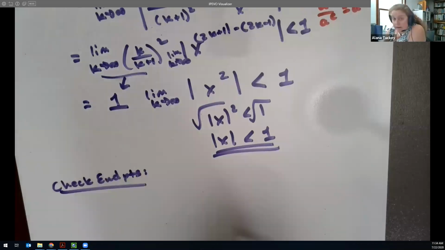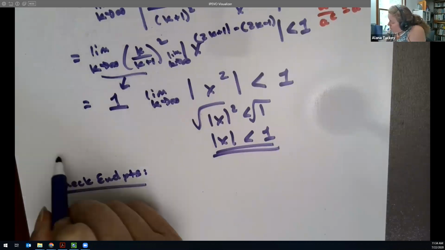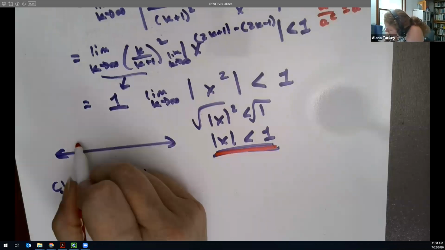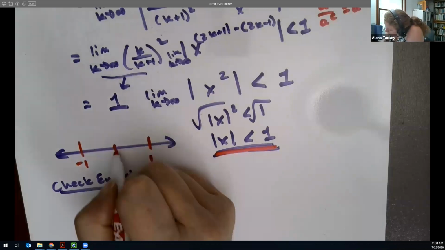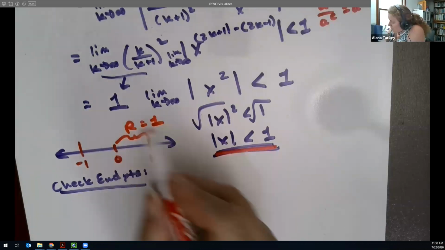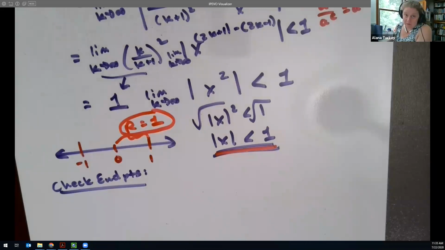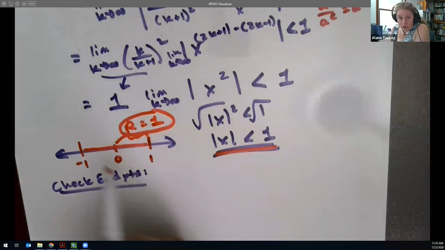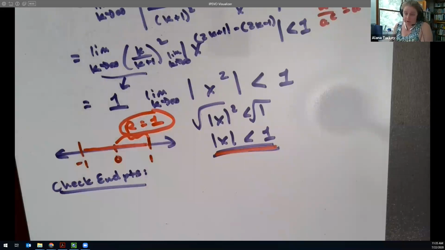I can tell you the radius of convergence right now. Think about what we're saying. Look at a number line. We're saying that x goes from -1 to +1, 0's in the middle. So your radius of convergence is 1. That part I can tell you right now. The radius is 1. We just don't know, am I doing a bracket, a closed dot, or an open dot? And to do that, I have to check the endpoints.